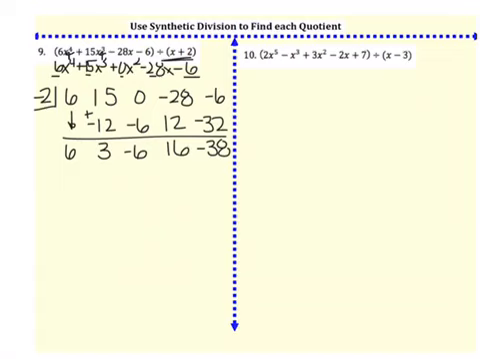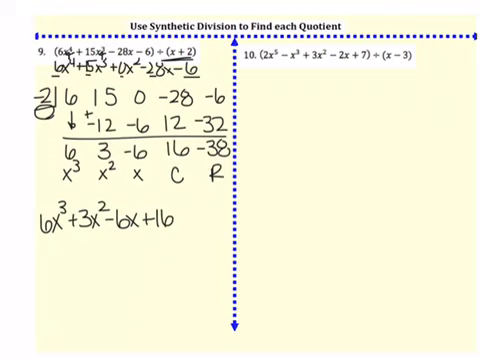So now there is no fraction bar here, so I don't have to divide anything. I just have to remember this is my remainder, my constant, my x. Keep going up, I have an x squared, and I have an x to the third this time. So I'm going to get 6x to the third plus 3x squared minus 6x plus 16. And now remember with your remainder to write it over x plus 2.